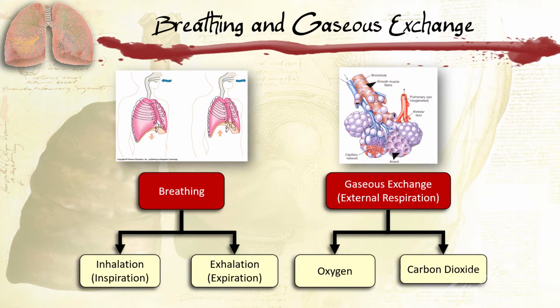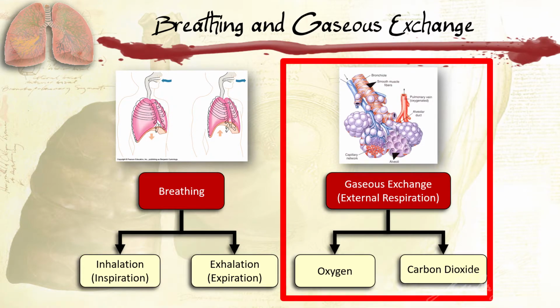So we have learned about breathing, inhalation and exhalation. In this video, we are going to focus on gas exchange. What happened to the oxygen after it is forced into our alveoli? And how does carbon dioxide get transported from our respiring muscle cells to our lungs and finally into our alveoli?